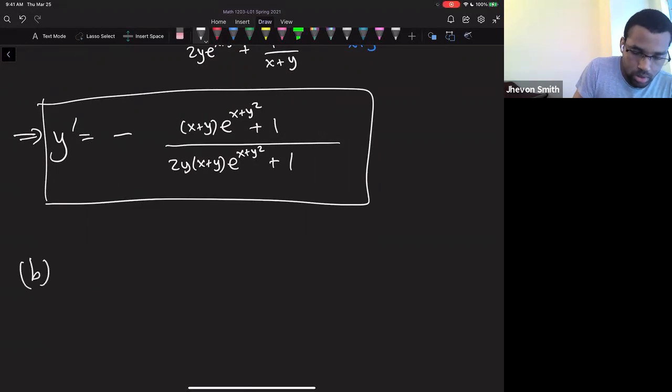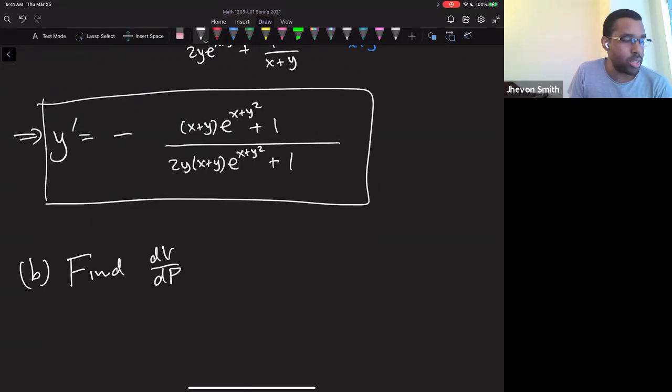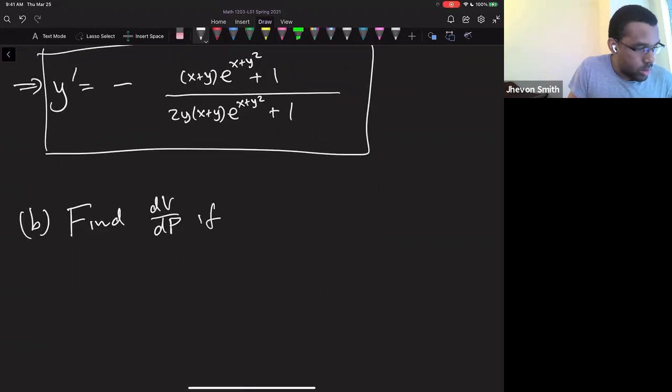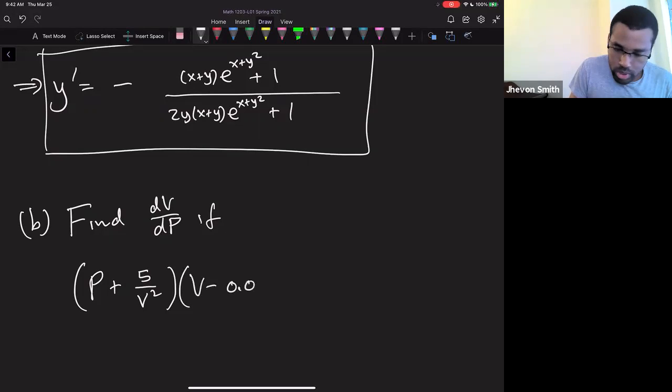Another example. Find dv dt, switching up the letters now because I don't want you to only be able to think in terms of x's and y's. If p plus 5 over v squared times v minus 0.03 equals 9.7.